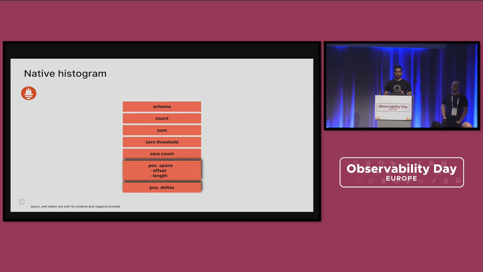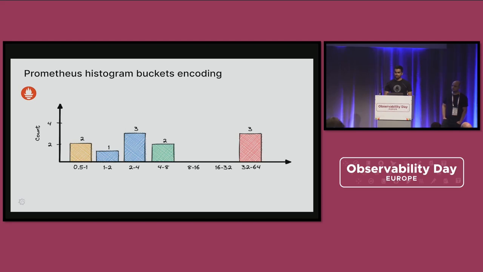And similar to OpenTelemetry, like how we talked right now, I'm going to only talk about the positive buckets for positive observations. Similarly, we have negative spans and negative deltas, which are a mirror image of the positive buckets, which are stored separately. But for simplicity, we'll only talk about the positive stuff. I'll take the same example and explain how the spans and deltas are stored.